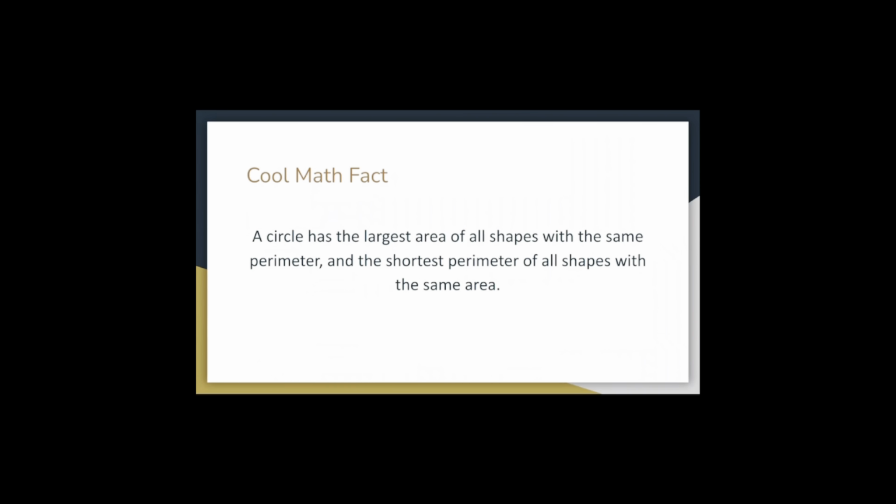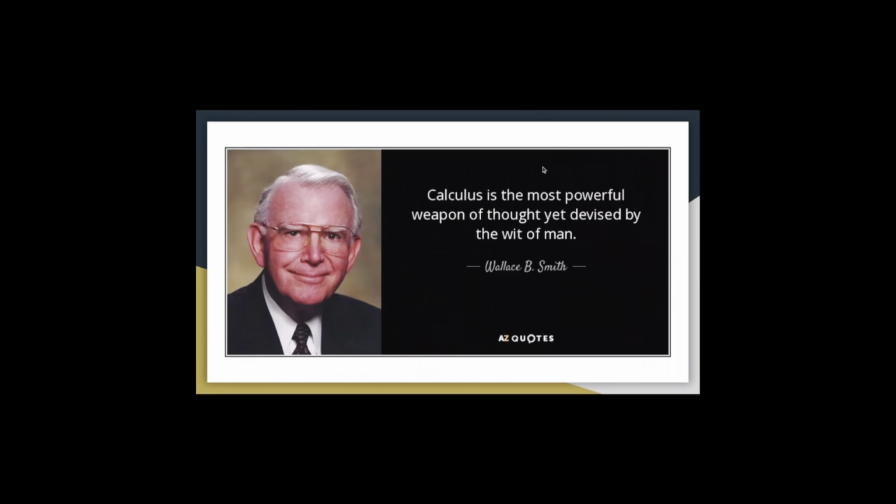Our cool math fact. A circle has the largest area of all shapes with the same perimeter and the shortest perimeter of all shapes with the same area. Our quote was the same as our poster quote, "Calculus is the most powerful weapon of thought yet devised by the wit of man," by Wallace B. Smith. And then these are our citations.